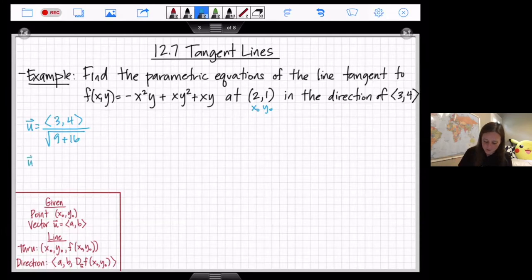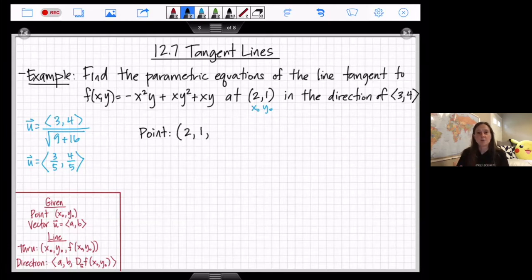So my unit vector is going to be 3/5, 4/5. The two things that we need in R3 for the parametric equations of a line are the point and the direction vector. The point is already almost completely done for us. We have the x naught, y naught, so the 2, 1, and we just need to find the z coordinate. The z coordinate is just the function value at 2, 1.